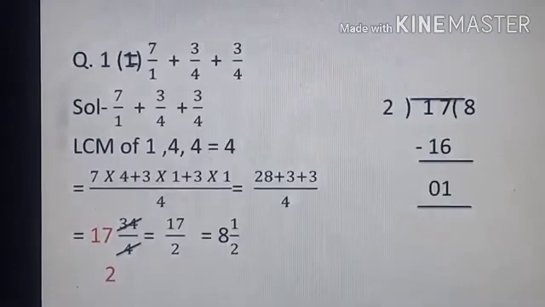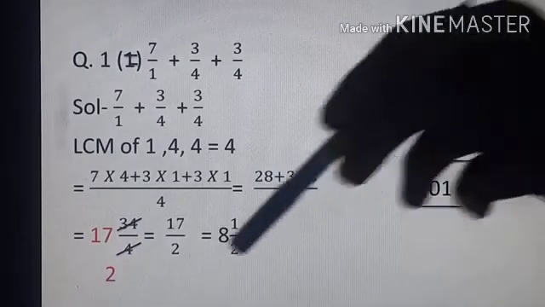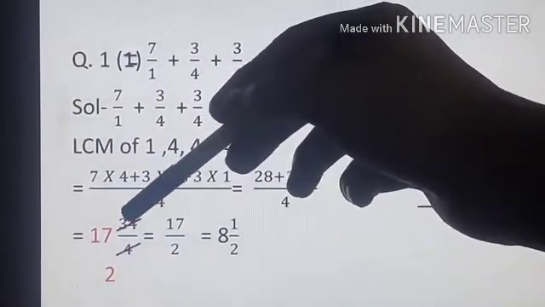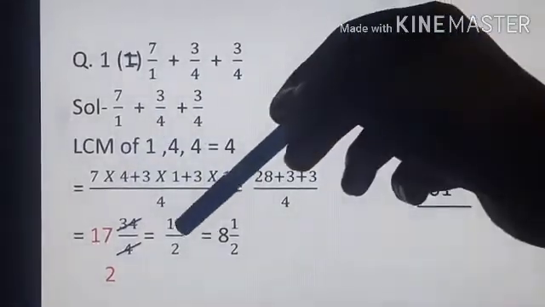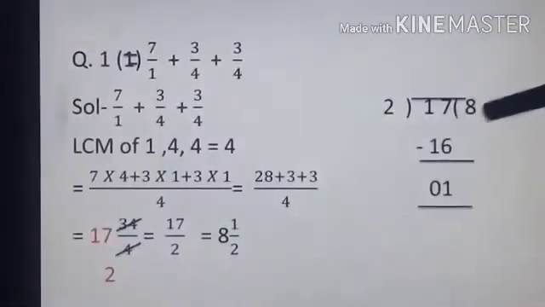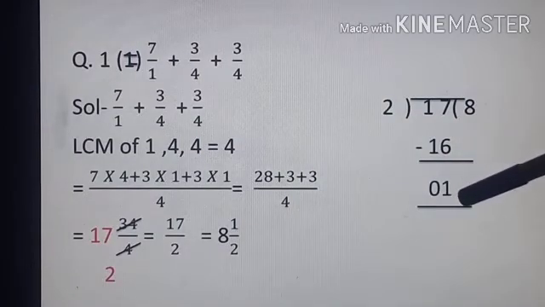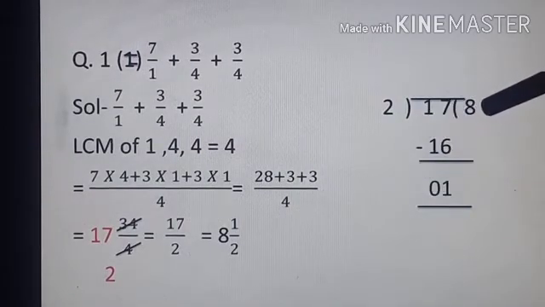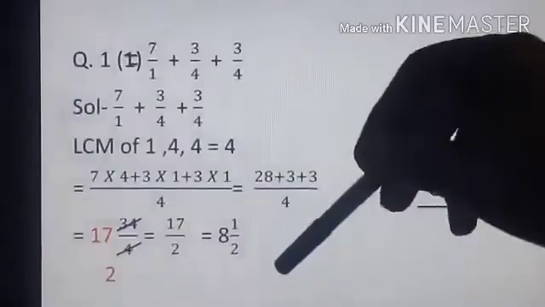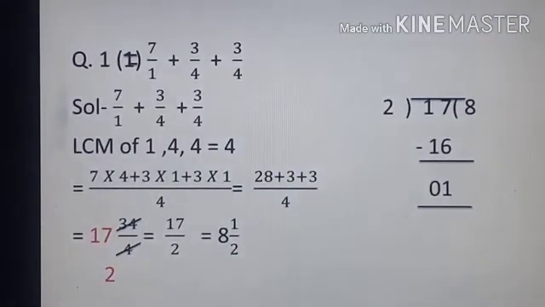We know that cutting is possible with 2. So 2 2s are 4, 2 1s are 2, 2 17s are 34. Now it is 17 upon 2. 17 divided by 2: 2 8s are 16, the remainder is 1. So our answer will become 8 whole 1 by 2. Are you getting the correct answer? Good.